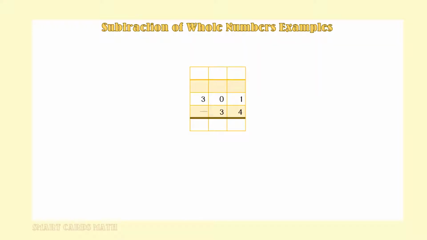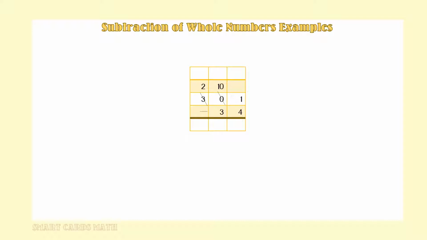301 minus 34. Let's start subtracting in the ones place. 1 minus 4. We don't have enough ones, so let's borrow from the tens place. But because there are no tens, we must borrow from the hundreds place and regroup back to the ones place. In other words, when we borrow 1 from 3 in the hundreds place, 3 goes to 2. Take the 1 group of hundreds and add it to the tens place because hundreds look more like tens. So 0 plus 10 equals 10.